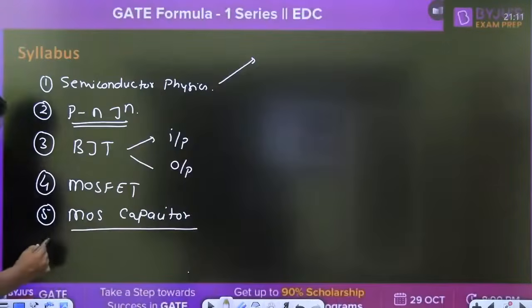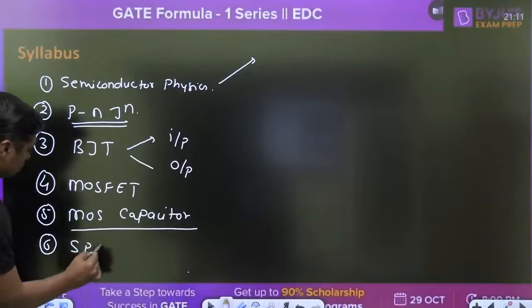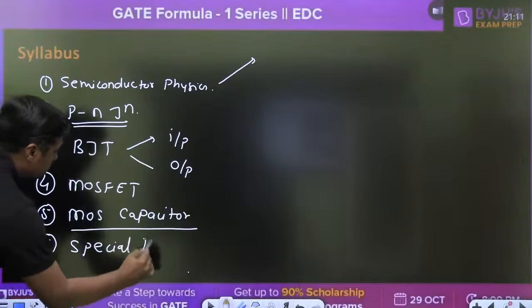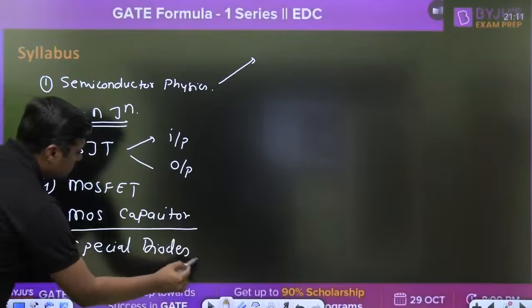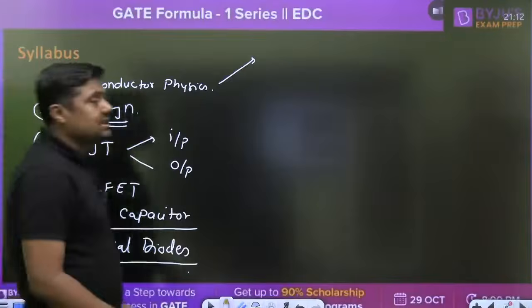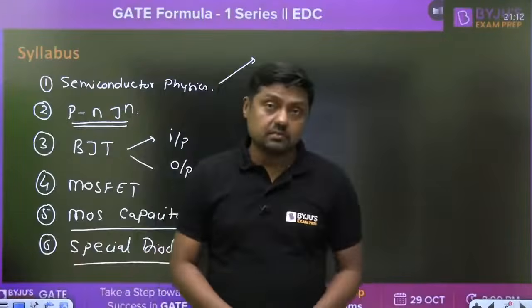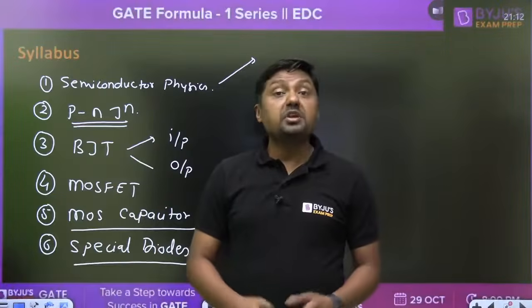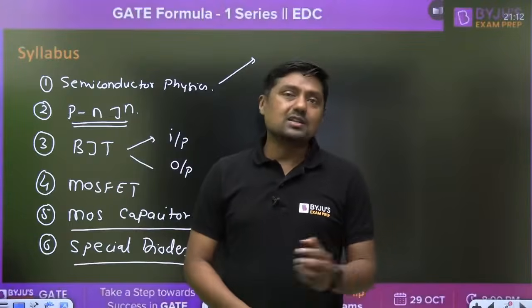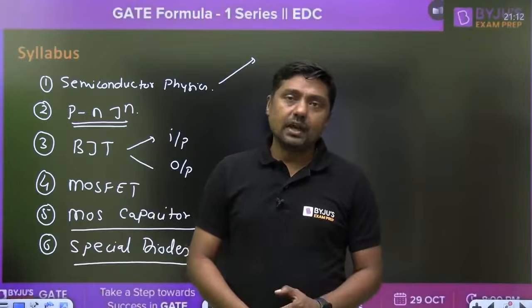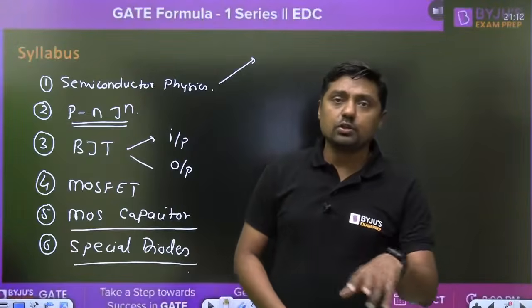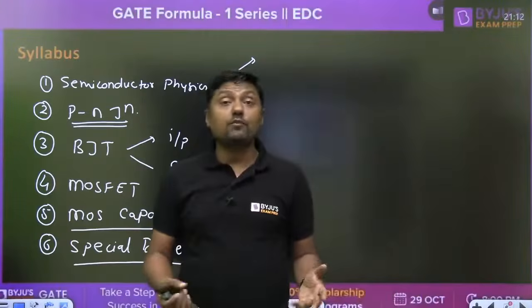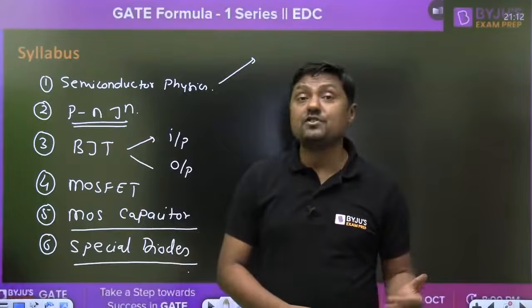Then special diode. In special diodes you will get the idea about Zener mechanism and avalanche mechanism. And then what, p-n junction, solar cell and LED, right? So we will discuss the formula related to this diode. Quantum, you will get the formula of quantum efficiency and so on.